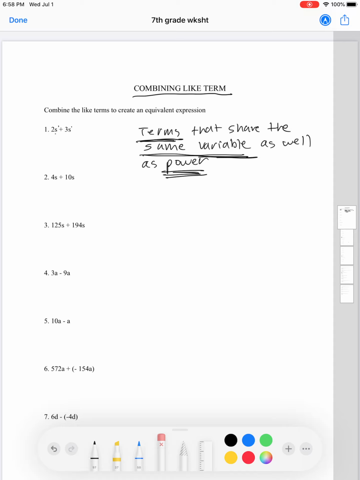Now, with that given information, we can combine these two together because we are combining like terms. These two are like terms, so we can combine them. 2s plus 3s, well, that's just saying 2 plus 3, which is 5s. Moving on.